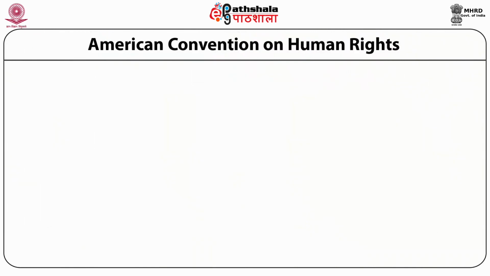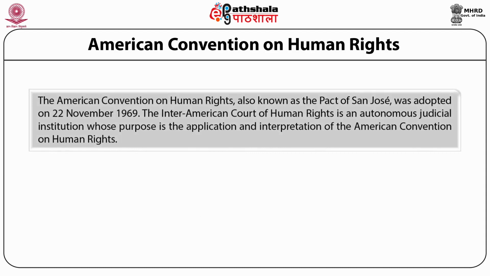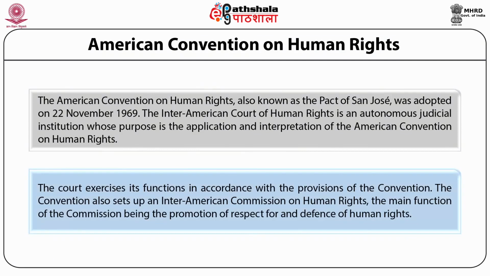Now we come to the American Convention on Human Rights, another landmark instrument in the Americas. The American Convention on Human Rights, also known as the Pact of San Jose, was adopted on 22nd November 1969. The Inter-American Court of Human Rights is an autonomous judicial institution set up under the Convention, and its purpose is the application and interpretation of the principles, provisions and rules contained in the American Convention on Human Rights. The court exercises its functions in accordance with the provisions of the Convention.